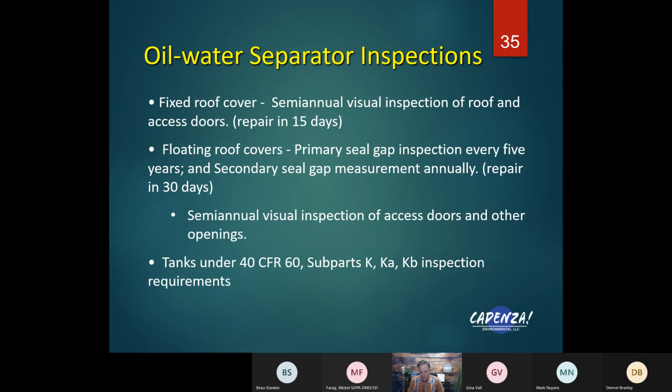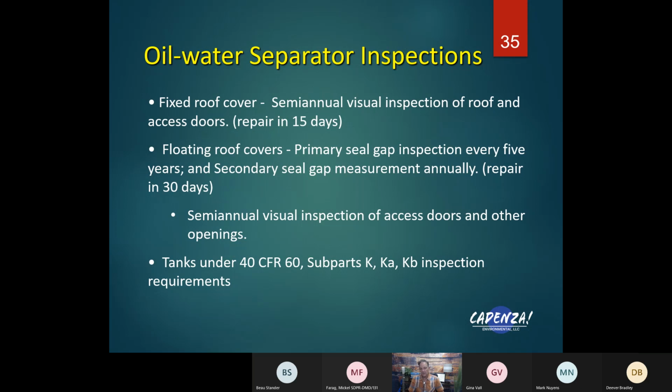Oil water separator inspections. Well, the fixed roof covers that I talked about earlier require semi-annual visual inspection of roof and access doors. Again, repaired within 15 days. Floating roof covers, we'll get into it here, but those also need to be inspected every 5 years for the primary seal and secondary seal gap measurements annually. So that has to happen. And semi-annual visual inspections of access doors and other openings. So all of those things need to be inspected and assured that they're meeting the requirements of the rule.